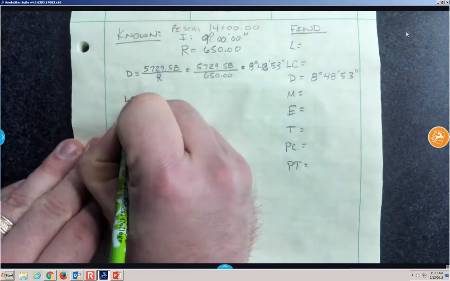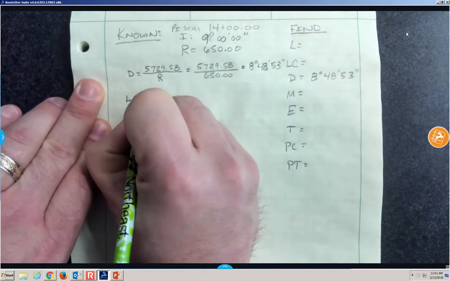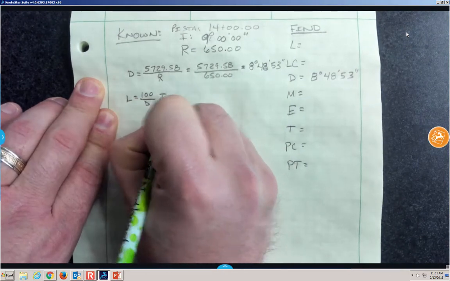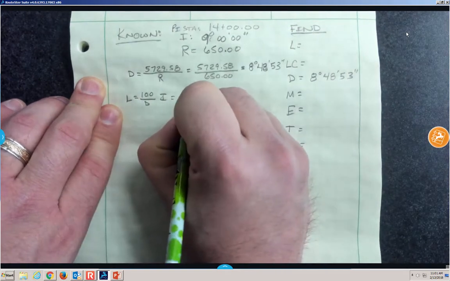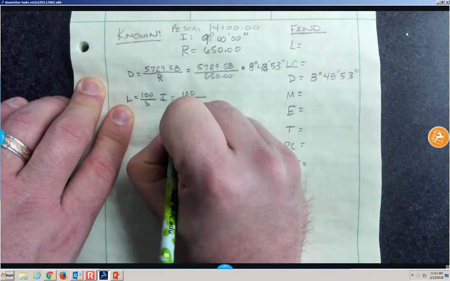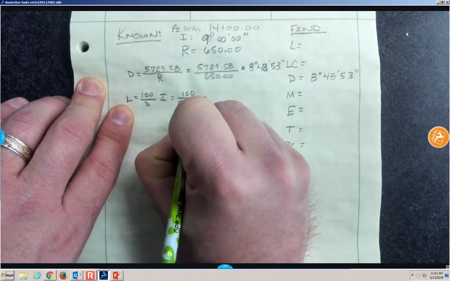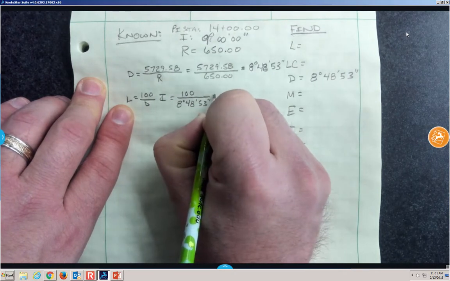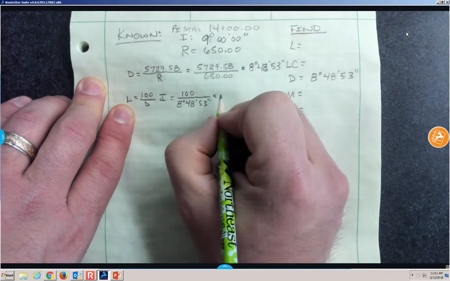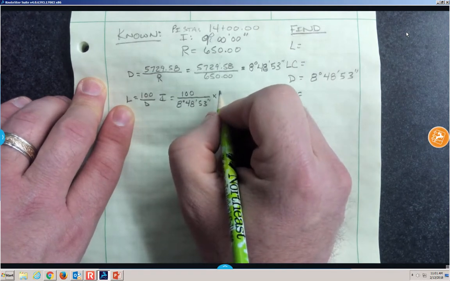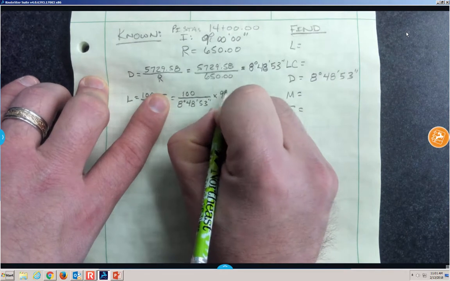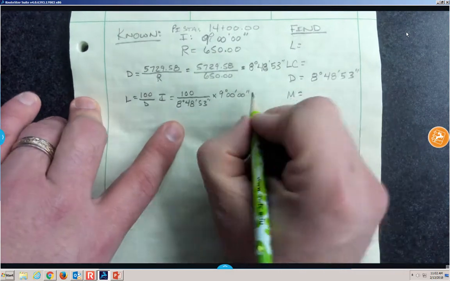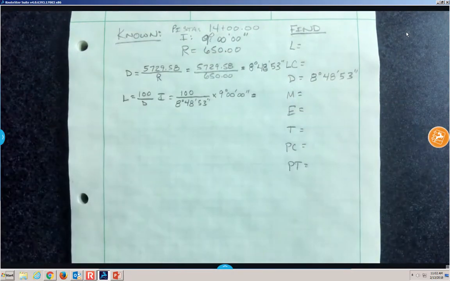So L is equal to 100 over D times I. Okay? So that's 100 over D. Make sure you turn D into decimal degrees when you do the calculation, times I. I is 9 degrees. Okay? So what is L then? L is in feet now.